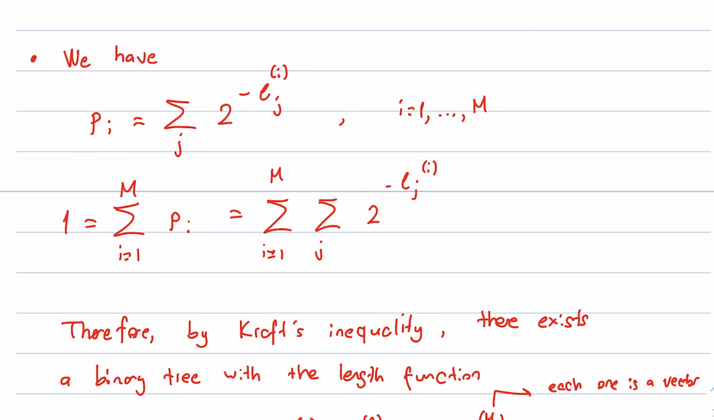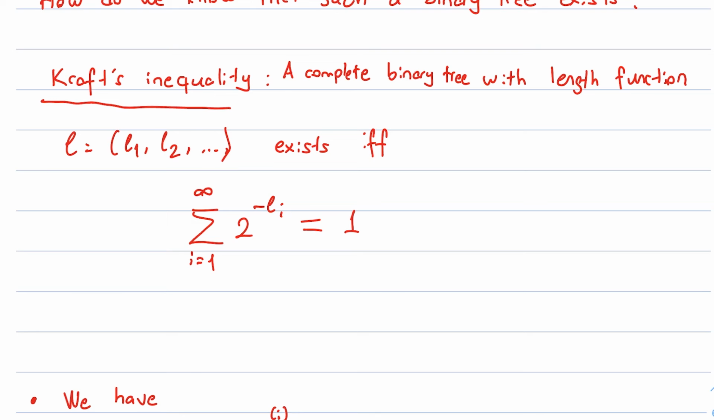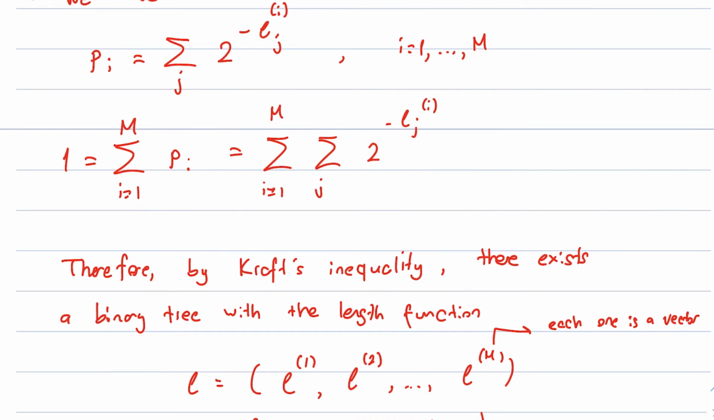Let's see what we have for our application. The p_i's are already given by a summation of 2 to the minus l_j's. And because the sum of all p_i's is equal to 1, we sum all of these sums of 2 to the minus l_j's. Overall, we have some 2 to the minus l_j's. And therefore, the combined length function actually satisfies Kraft's inequality, and therefore, it always defines a complete binary tree.